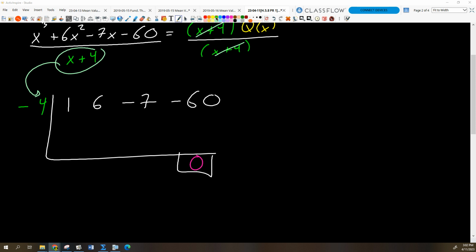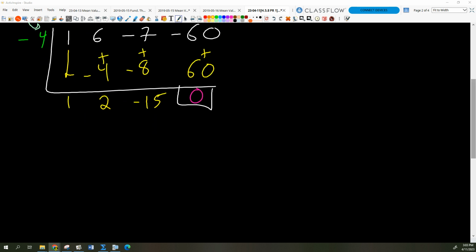Now I just have to do the rest of the synthetic division to find out what my yellow quadratic factor is. Let's find out. Drop the 1 down. What do I get here? Okay, good. Plus 6. Okay, times -4. Plus -7. Times -4. And it worked. I did it right because I got 0. Okay. So then what's that telling me? Well, my yellow factor is x squared plus 2x minus 15.